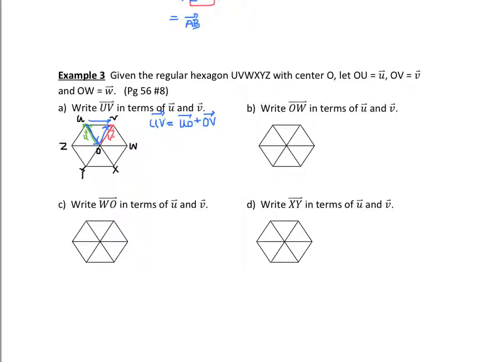Now, if I want to add those together, well, actually, I don't want to add those together. I want to express those in terms of vectors u and v. So UO then would be negative vector u, because it says vector u is OU, plus OV, which is vector v. So I could rewrite that as v minus u.